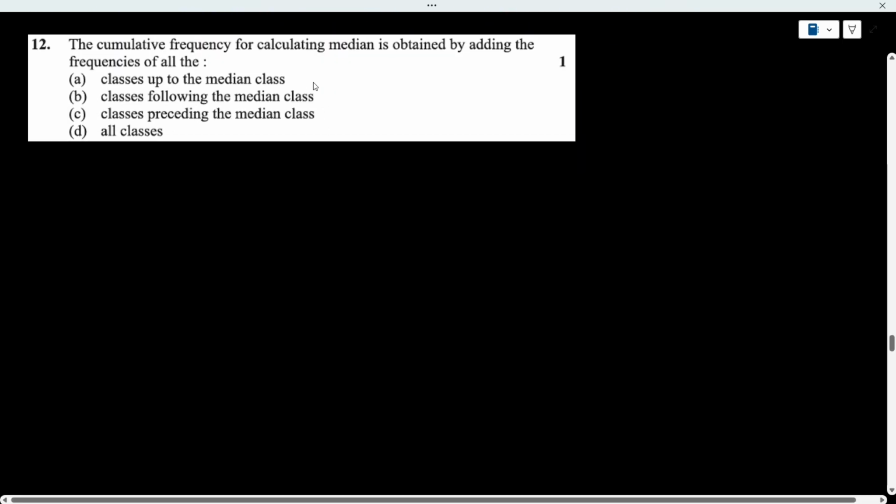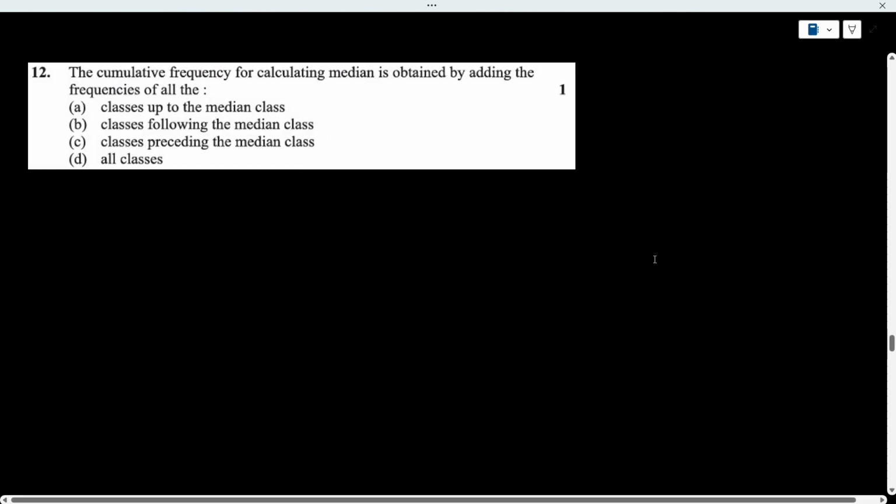12th question, if you see what is given here, the cumulative frequency for calculating median is obtained by adding the frequency of all classes up to median class, classes following the median class, classes preceding the median class, and all the classes. So how do you do it?